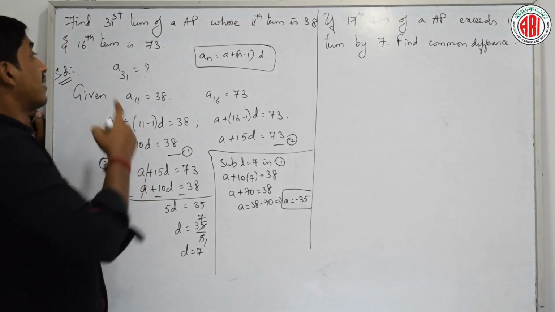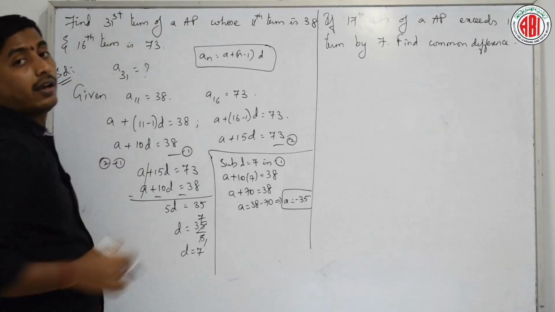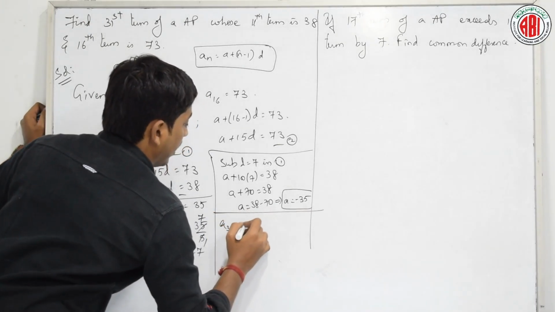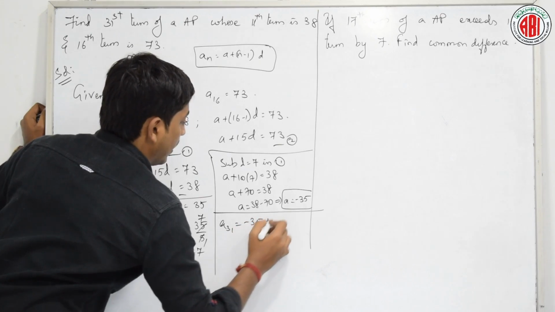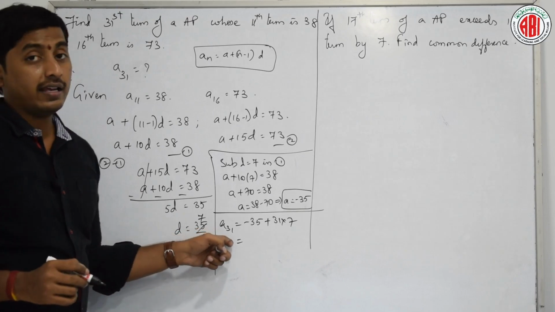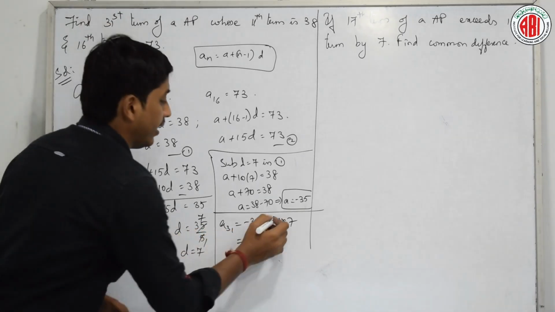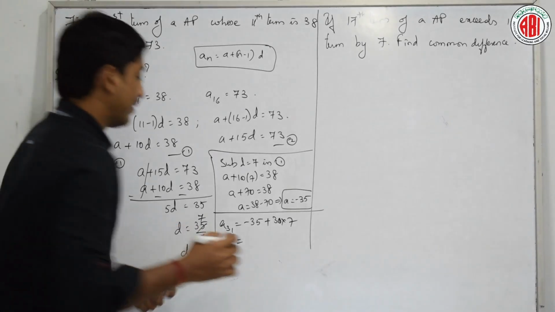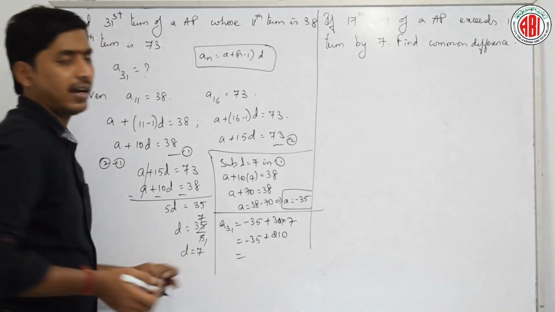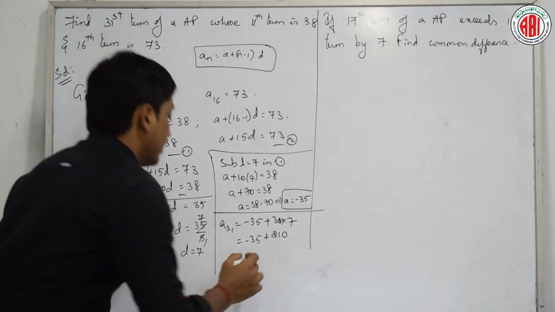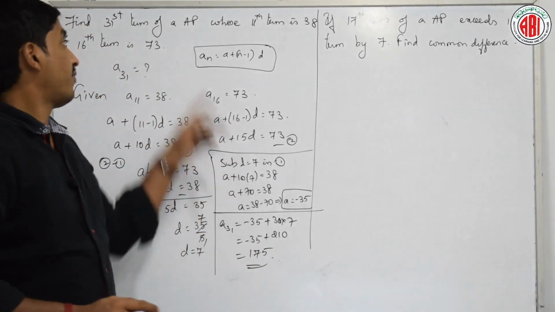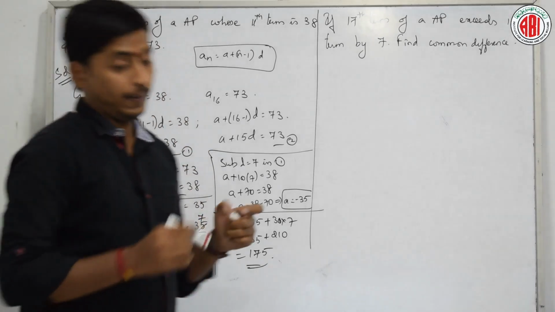What is he asking us to find? a31. That is a31 is minus 32 plus 30 into 7. Is it right? a31 is a plus 30d. That is minus 32 plus 7 threes are 21, 210 minus 32. How much is it? 178. This is my 31st term of the given AP.